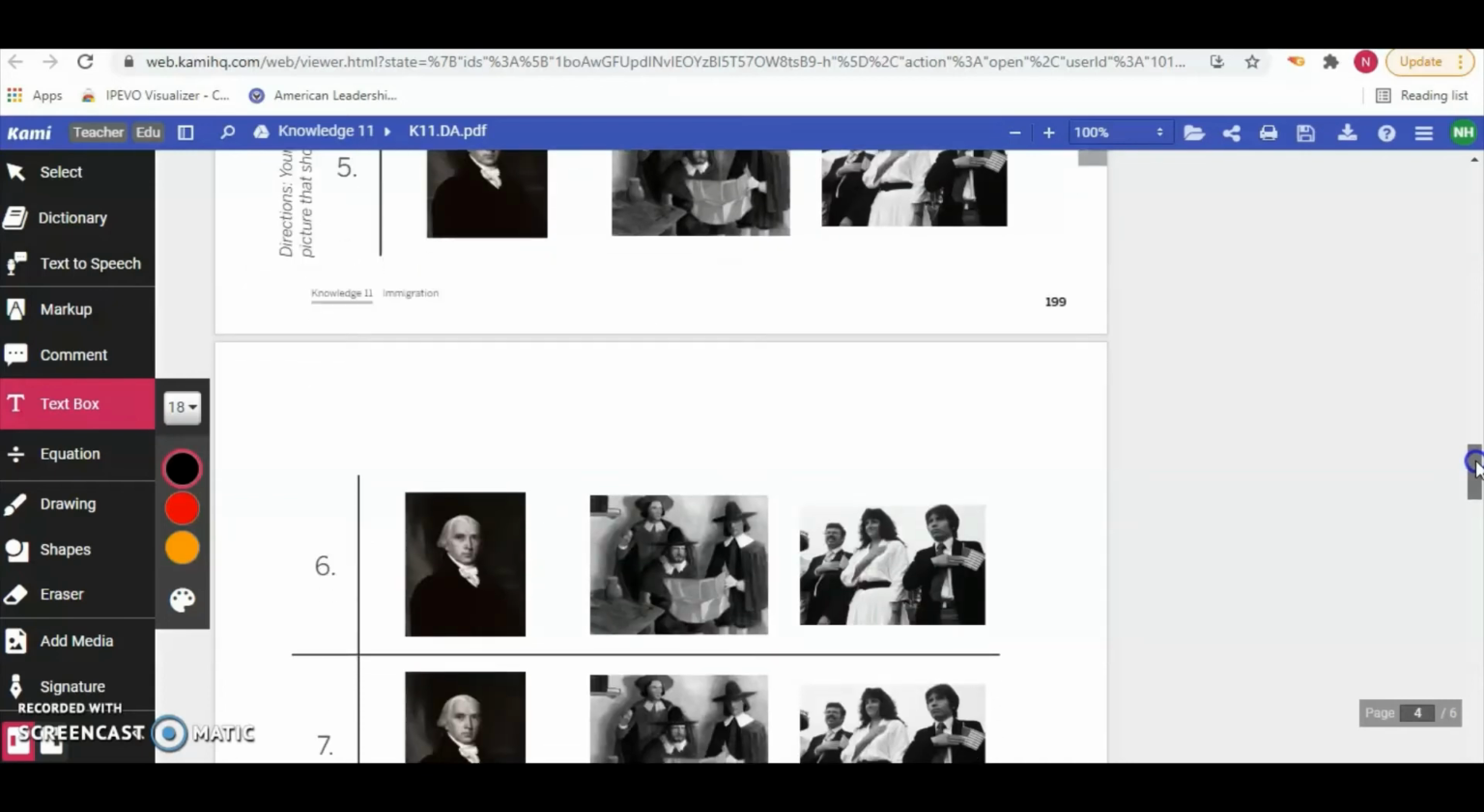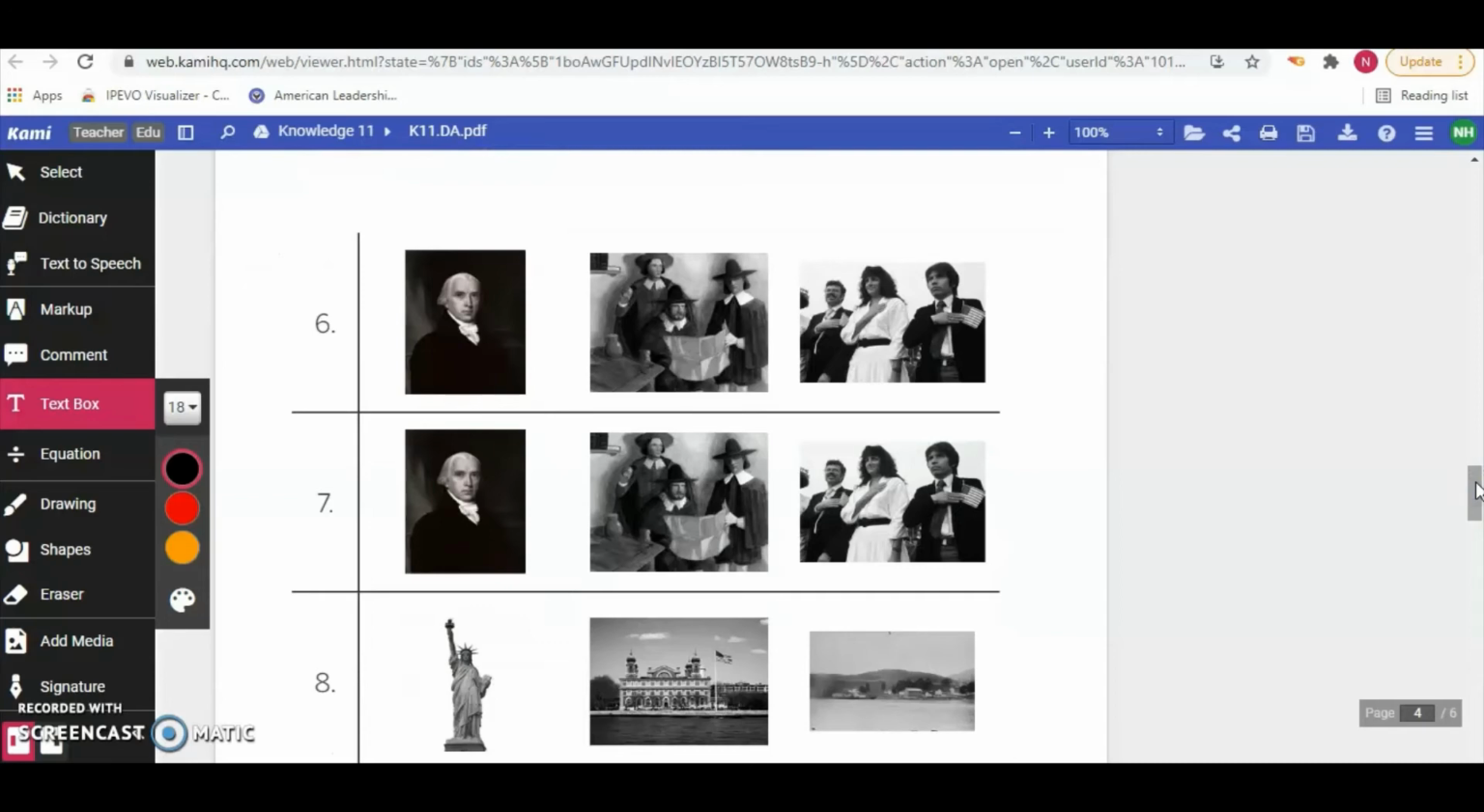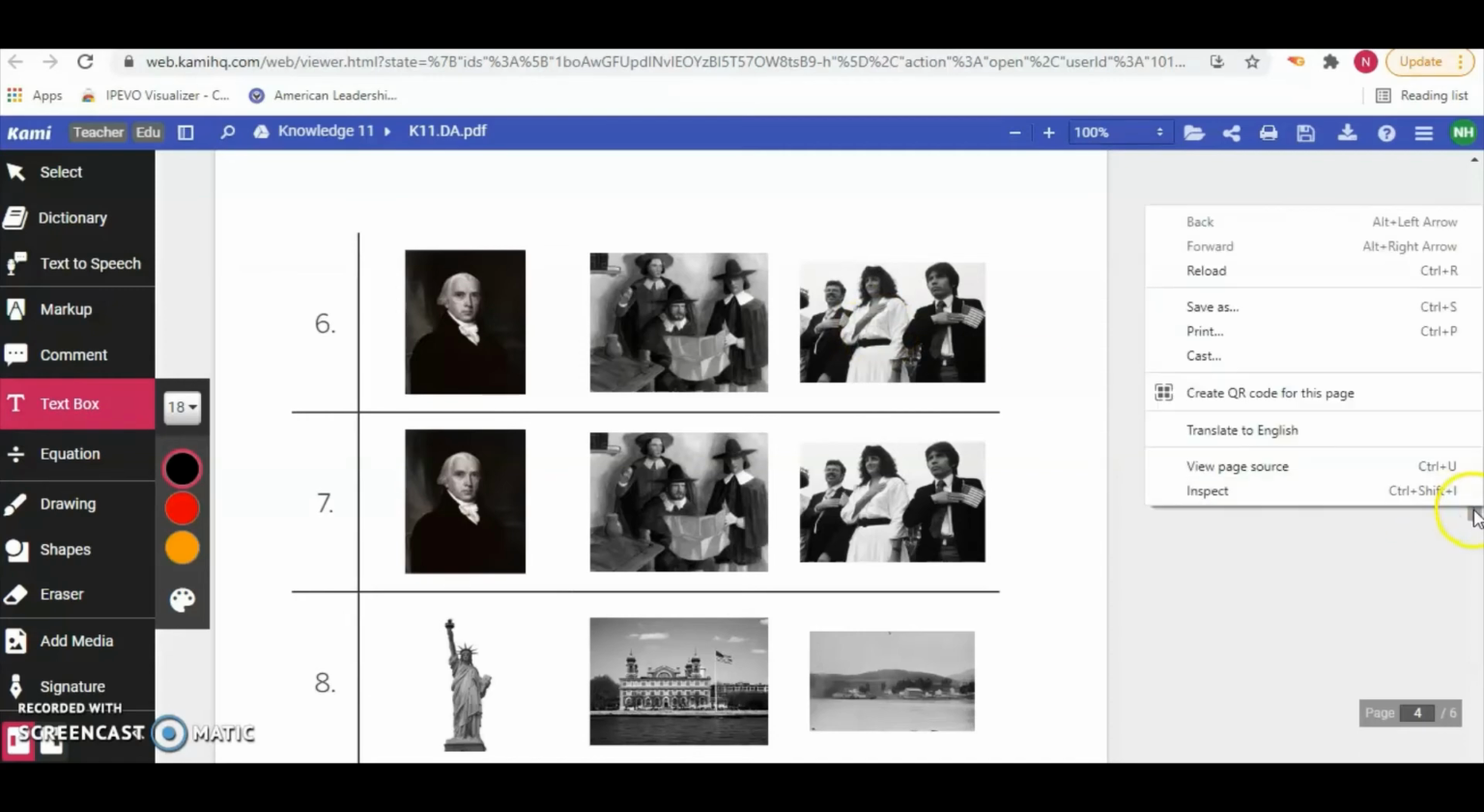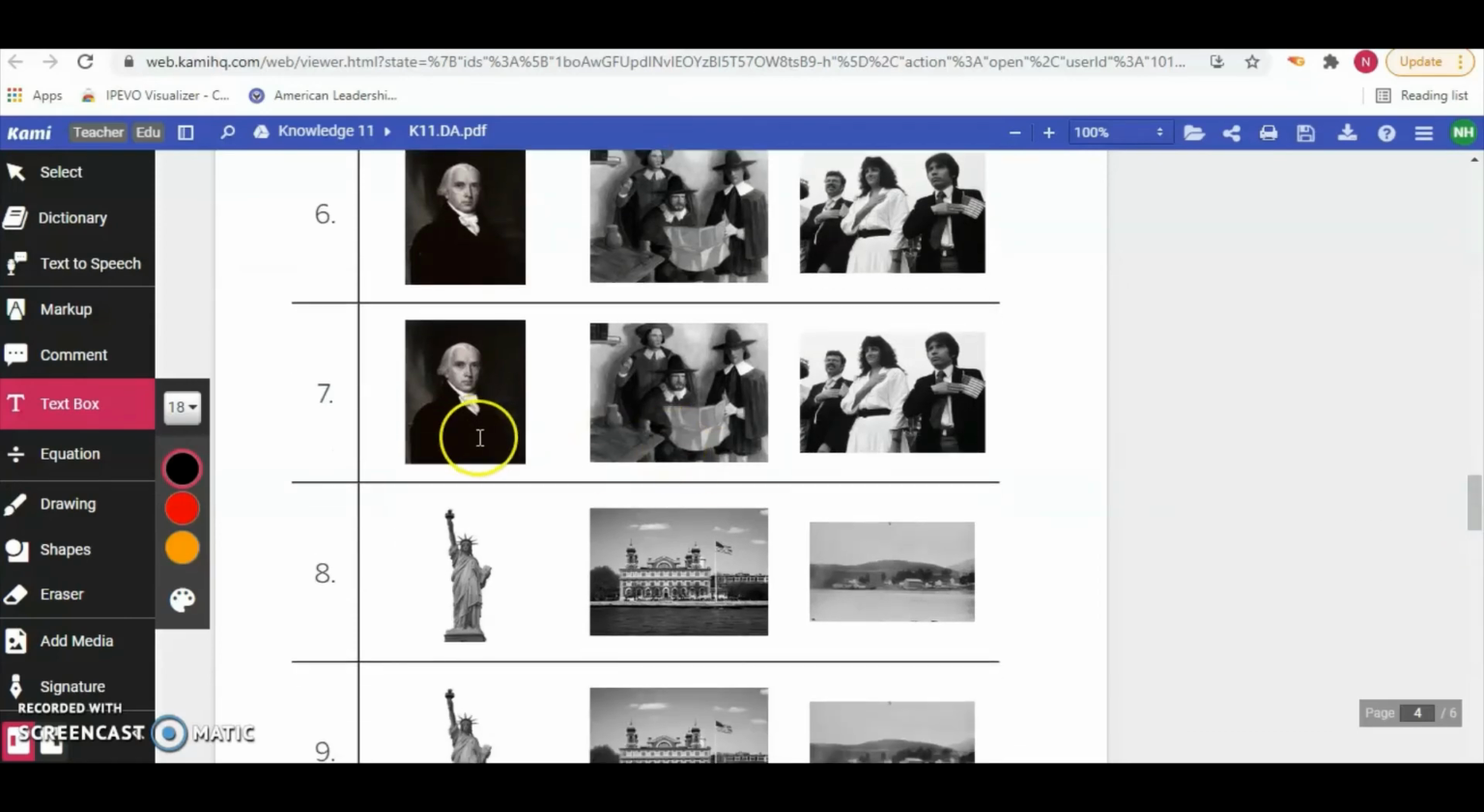Number 6. Who were the first people who came to America to practice their religion freely? James Madison, the Pilgrims, or naturalized citizens? Number 7. Who is called the father of the Constitution? James Madison, the Pilgrims, or naturalized citizens?